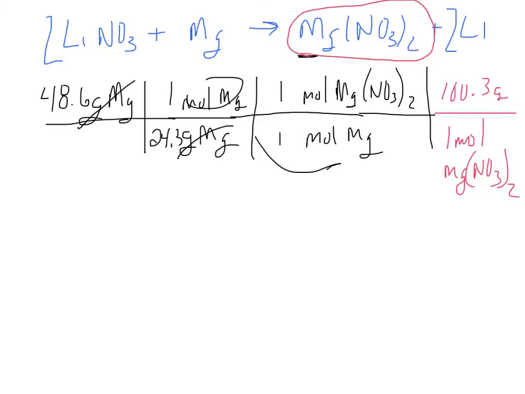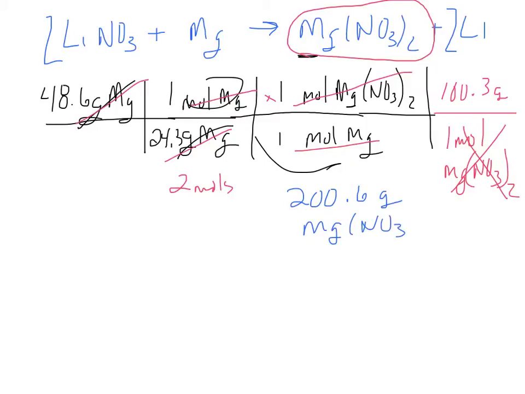Okay? So I got moles of magnesium nitrate here. Moles of magnesium nitrate here is canceled out. This is canceled out. These are canceled out. If I do my math, I take 48.6 times 1 is 48.6. Divided by 24.3 gives me 2 moles. 2 moles times 1 is 2. Divided by 1 is 2 times 100.3. So I'm going to create 200.6 grams of magnesium nitrate. Okay?